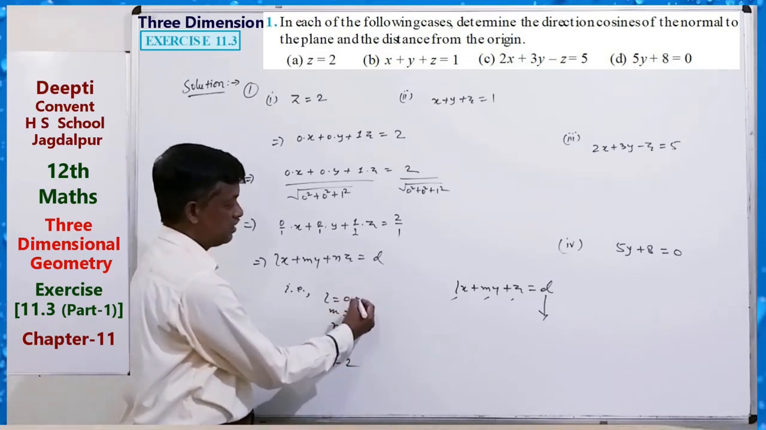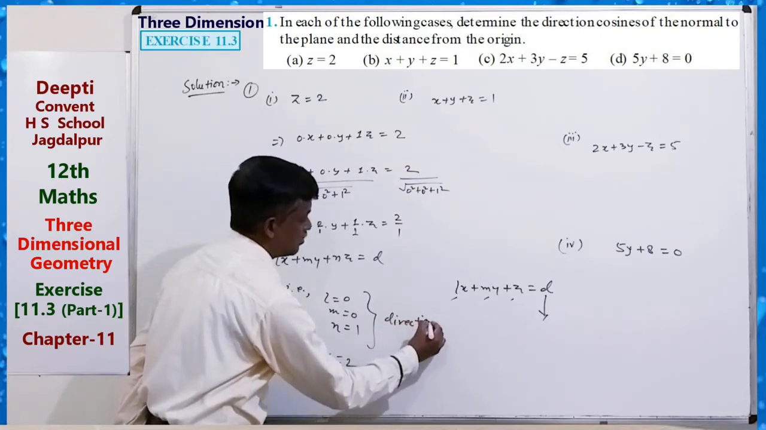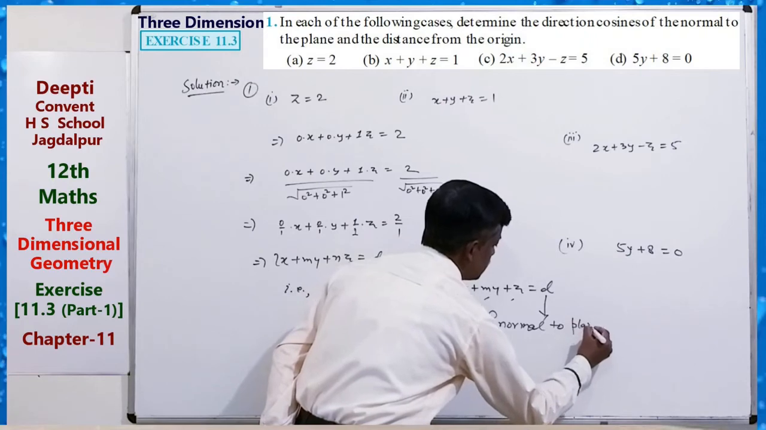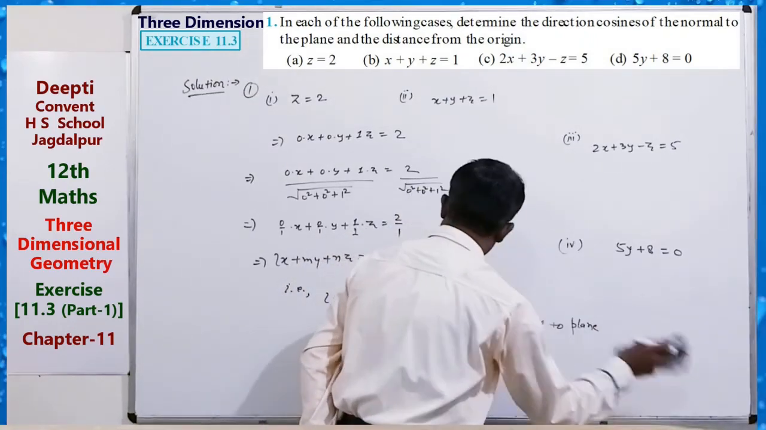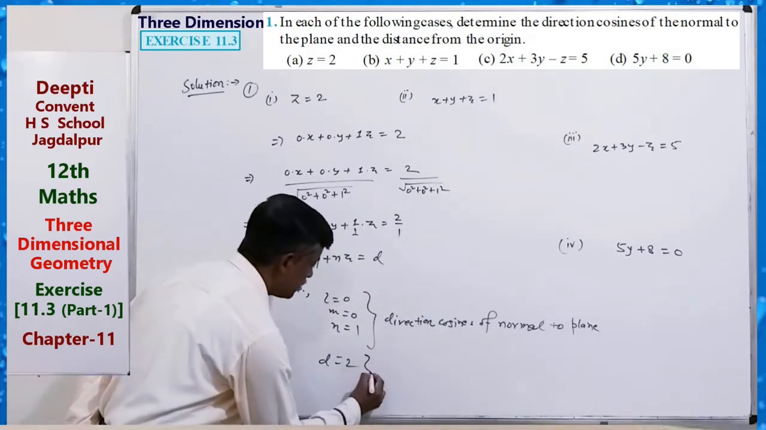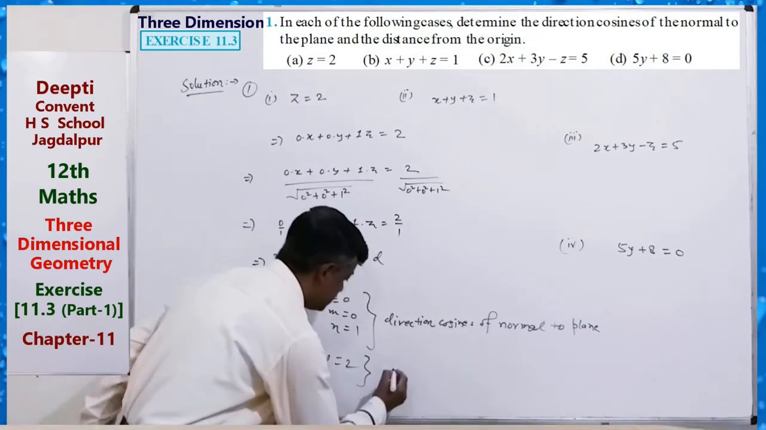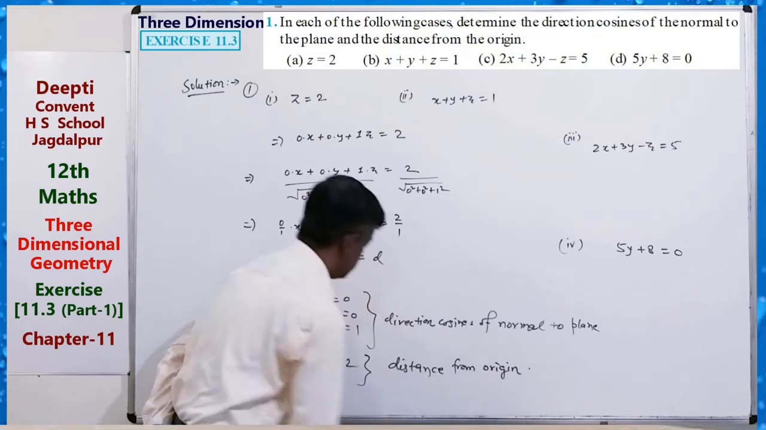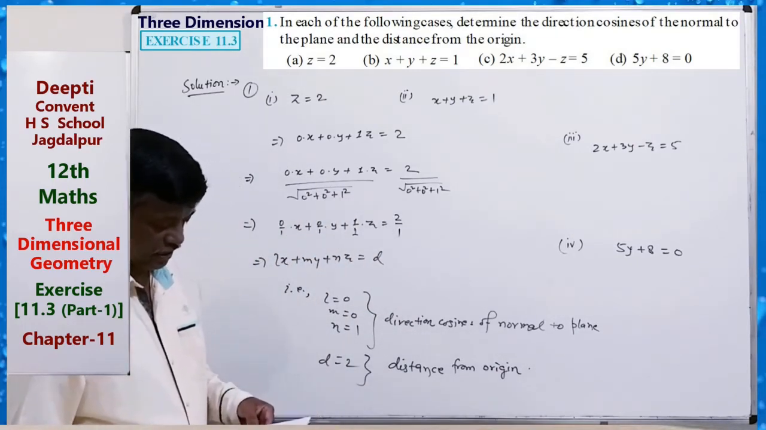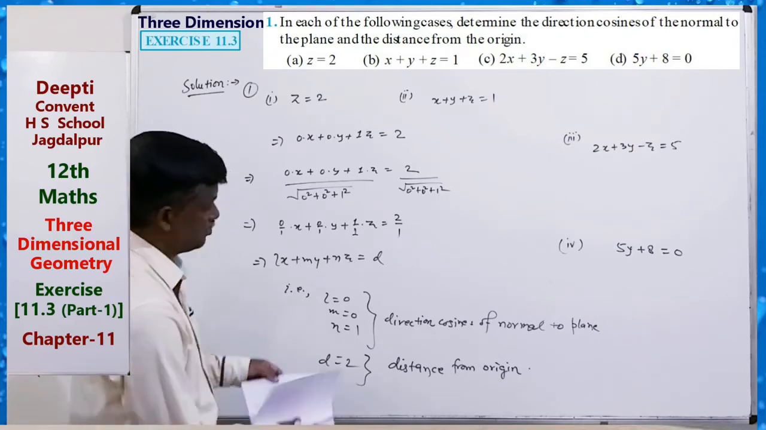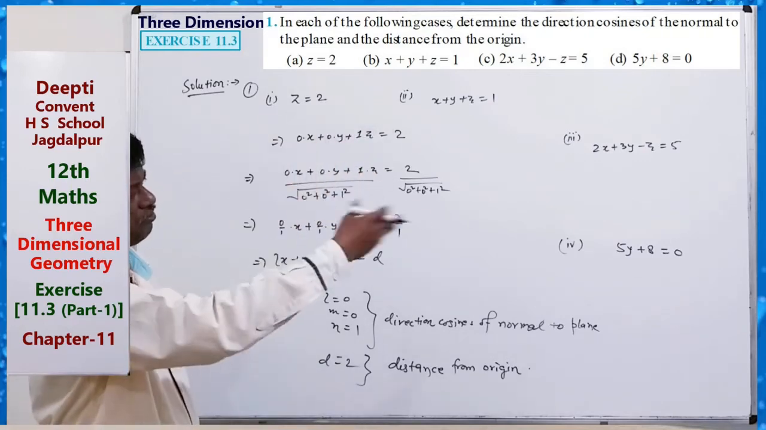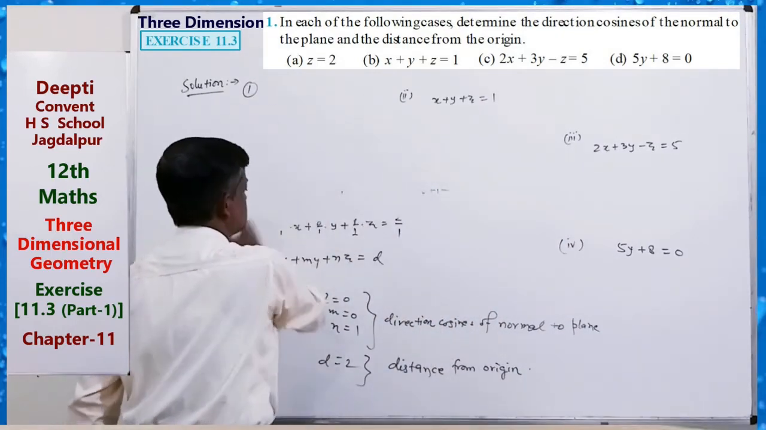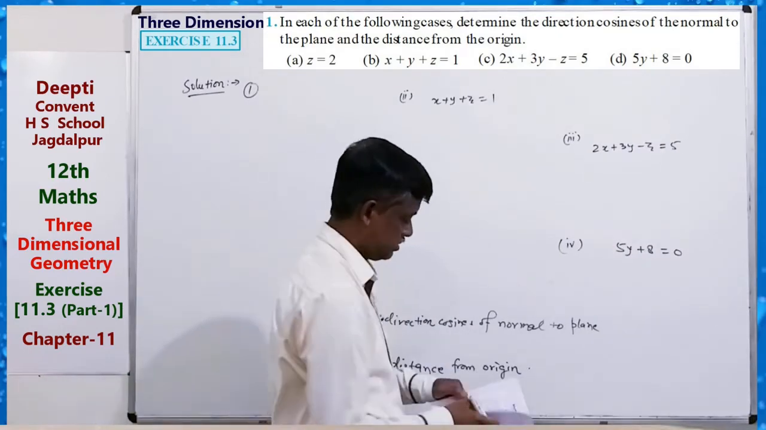So the direction cosines of the normal to the plane are 0, 0, 1, and the distance from the origin is 2 units. In a similar fashion you can solve all the questions. Take the second, third, fourth and fifth questions and write them.